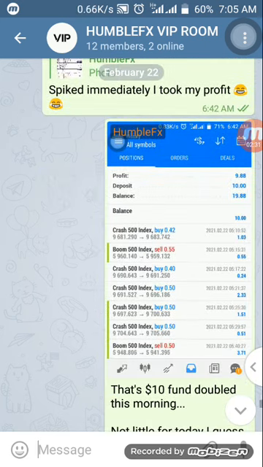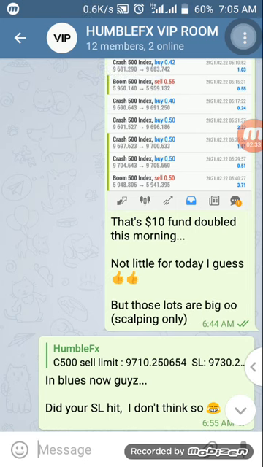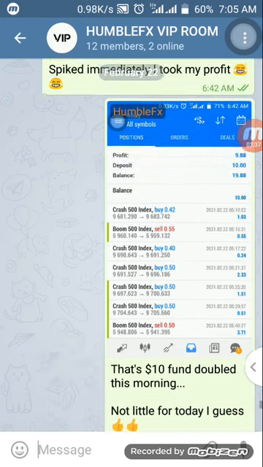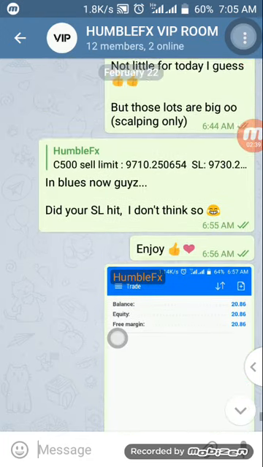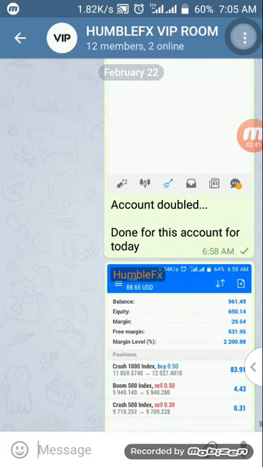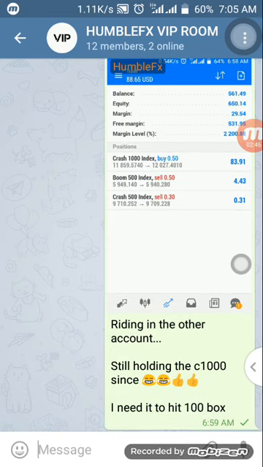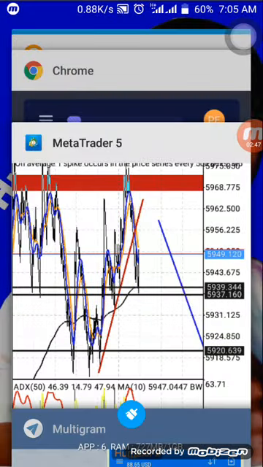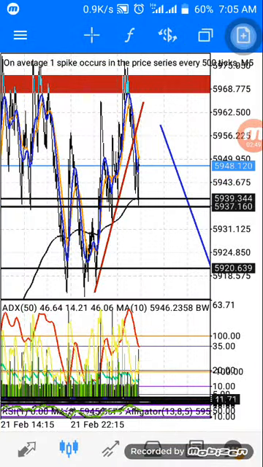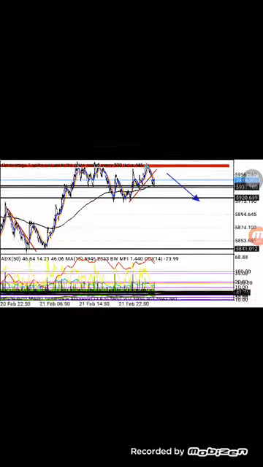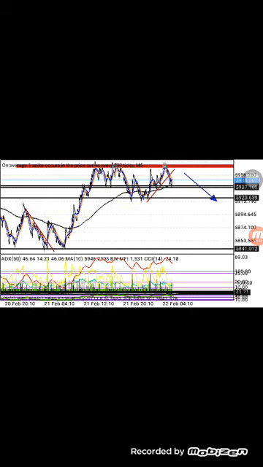And guess what, guys? That's $10 funded this morning, not little for a day. We have made our $10 today on that little account. Look at that, the little account, and that's the bigger account. We are holding it. I just want to show you that we took that trade today live on the VIP, and we have been going, even though there are spikes.